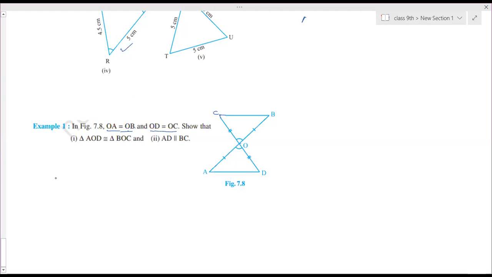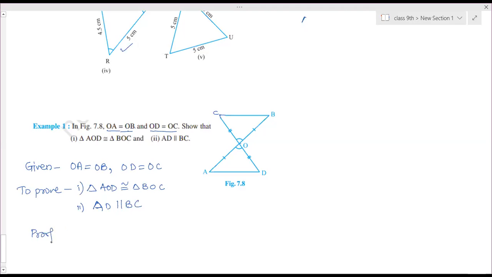Yes, ma'am. Now while writing, very importantly, listen very carefully, otherwise you will lose marks. While writing the proving part, you have to start with given and to prove. You have to write it, otherwise you will lose 1 mark. So given: OA is equal to OB and OD is equal to OC. To prove, what do we have to prove? First part is triangle AOD is congruent to triangle BOC, and the second one is AD parallel to BC. Is there any construction? Then write construction, otherwise proof. Here we don't need any construction.